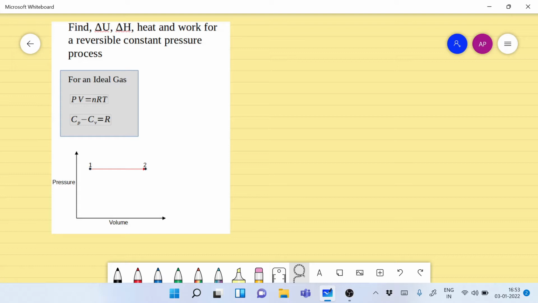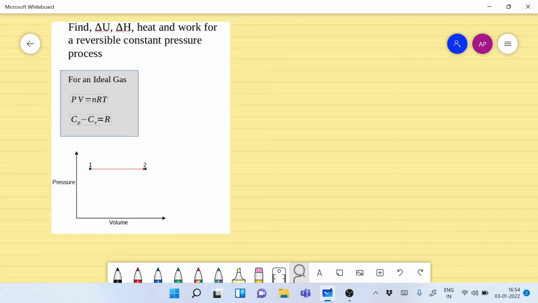Today we will learn how to calculate the change in internal energy, the change in enthalpy, the heat and work for a reversible constant pressure process. The fluid is an ideal gas. Let's first visualize what is a constant pressure process.